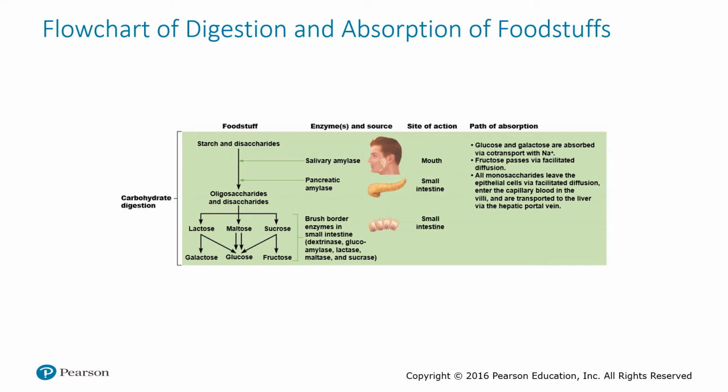And you can see on the chart here how our foodstuffs get broken down into the more simple molecules such as galactose, glucose, and fructose, which our body can finally use. As the foodstuff is broken down in our mouth by salivary amylase, it is then further broken down into lactose, maltose, and sucrose. However, those are still too big for absorption, so we have to break them down even further into the final monosaccharides, depicted at the bottom of the chart, and they include galactose, glucose, as well as fructose.